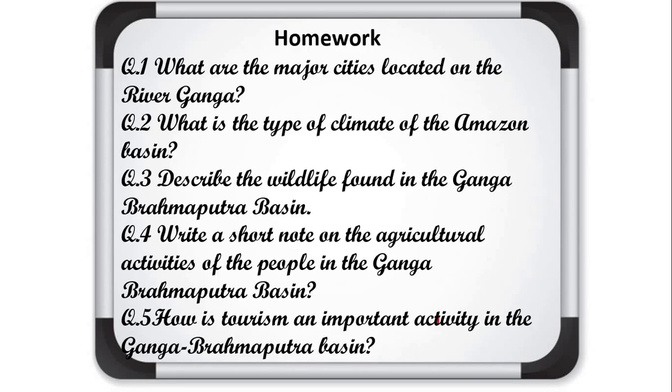Now today's homework. First question, what are the major cities located on the river Ganga? What is the type of climate of the Amazon basin? Describe the wildlife found in the Ganga and Brahmaputra basin. Write a short note on agricultural activities of the people in the Ganga Brahmaputra basin. Question 5, how is tourism an important activity in the Ganga and Brahmaputra basin? So these are 5 questions and you have to write the answers in your fair notebook, and after completing you have to submit it to me on my email ID.